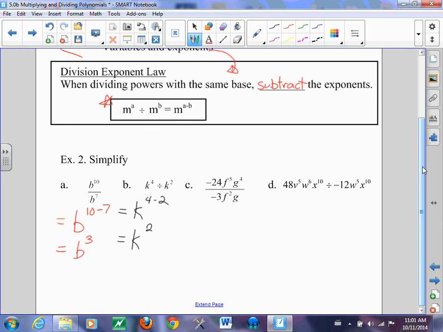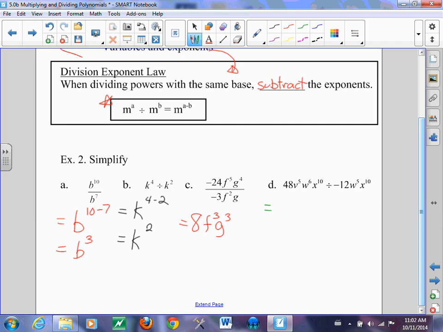Now, when you're dividing and you've got multiple exponents, you don't necessarily show it because it's hard to break it down to its parts. So let's just show you what I expect here. Negative divided by negative is a positive. 24 divided by 3 is 8. Okay, f to the fifth subtract 2. It's going to be f to the power of 3. And g to the fourth subtract 1 is g to the third. Okay? All right, last example, and then we'll show you something new.